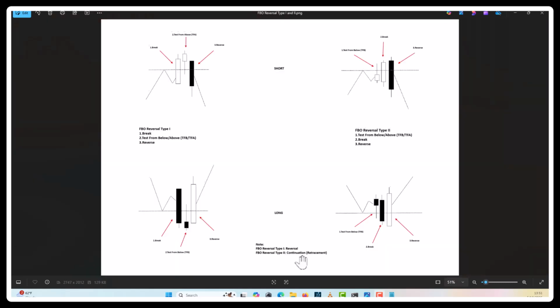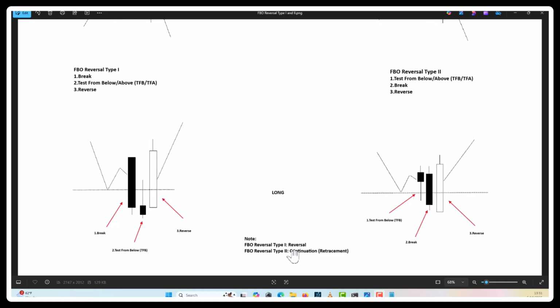So we put the verbiage right there. Reversal type 1 happened on the reversal, and type 2 happened in the continuation. This is not always 100%, right? Nothing is 100%. But we go with this, and then we can revisit to modify our observation.